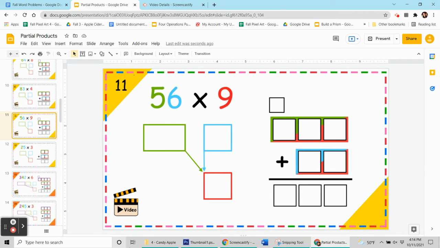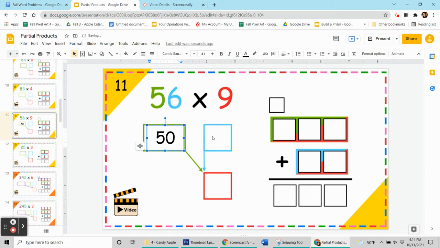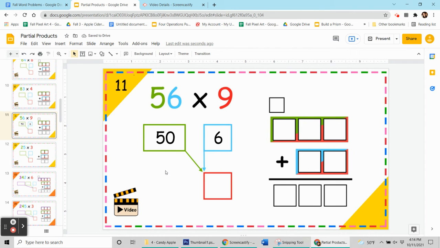First step for partial products is to take this 56 and put it in expanded form in these top boxes here. And if you're on the digital version, all you have to do is click and type. So we'll do the green box. The 5 in 56 is really a 50 because that 5's in the tens place. And then the blue 6 is just a 6. That's how you write 56 in expanded form because it's 50 plus 6.